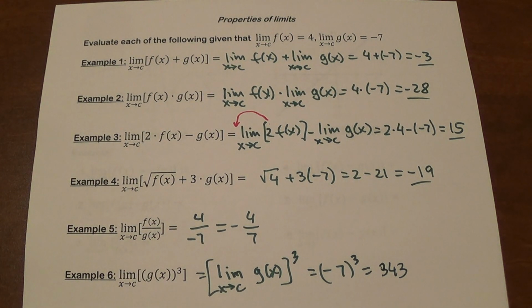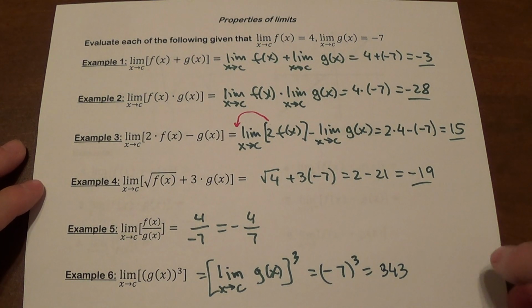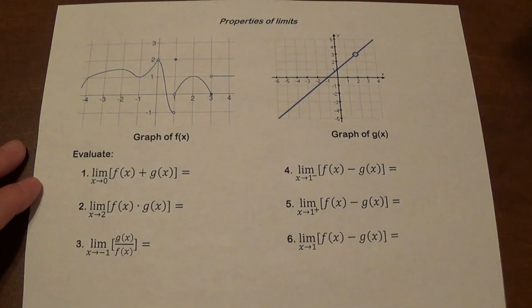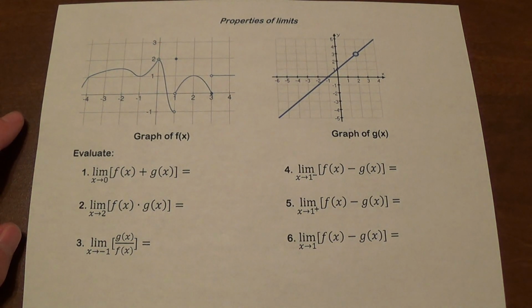Okay, so what I want to show you next is what happens when you deal with graphs. It can get a little tricky. This is usually something pretty simple. So we have these two graphs. The graph on the left is the graph of f of x, the graph on the right is the graph of g of x. As you can see, the functions have some breaks and holes, but we're dealing with limits, so it's not really that important. Well, may or may not be, we'll see.